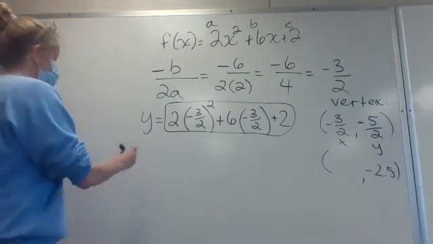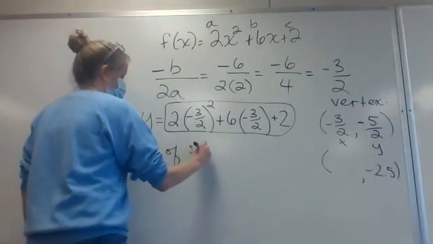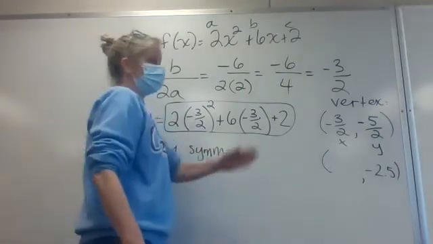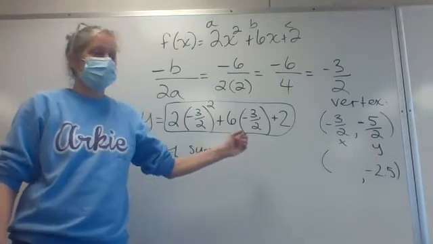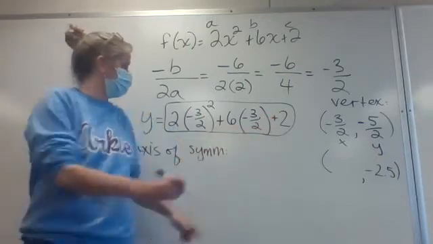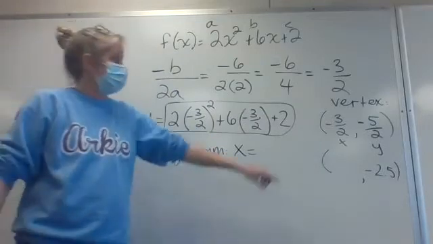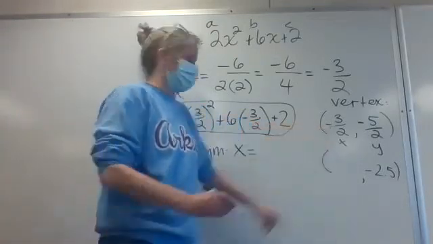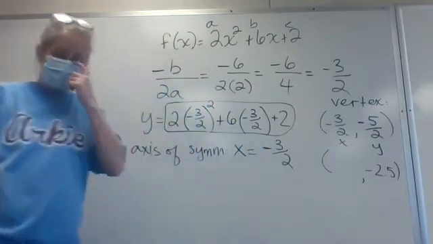The axis of symmetry, which is going to be what? Always a vertical line that cuts the parabola right in half, and it's going to be x equals, well, if you know the vertex, it's just the x coordinate of that vertex. So x equals negative 3 over 2.